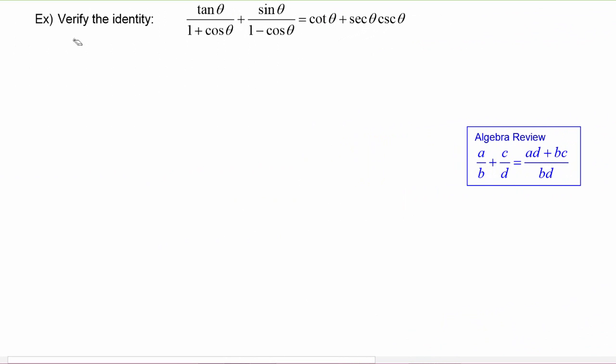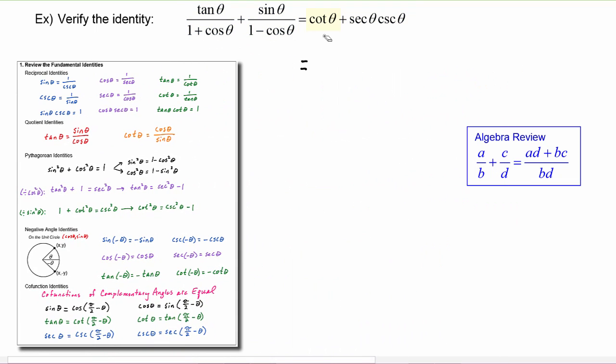In this example, we're once again being asked to verify the identity. Now we can see this is a pretty involved identity, lots of stuff going on. So it might be that our instinct is to change everything into sines and cosines, get common denominators wherever we can, do some simplification, see where it takes us. So maybe I'll start on this right-hand side.